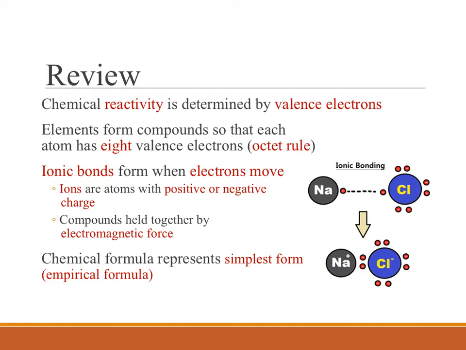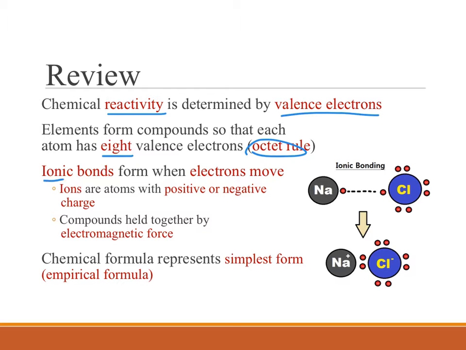Remember that chemical reactivity, or how an element reacts, is determined by the valence electrons of that element and the other elements that are involved in the chemical reaction. Elements react together to form compounds, whether we're talking about ionic compounds or covalent compounds. The reason they react is so that each atom in the compound will have access to 8 valence electrons. And we call this the octet rule because octet refers to 8.